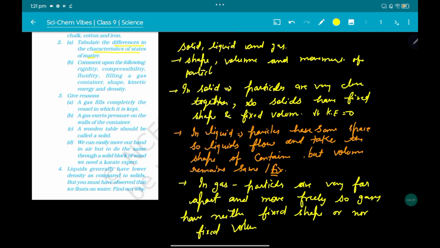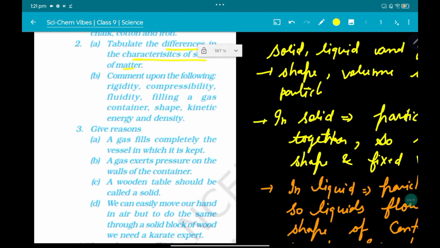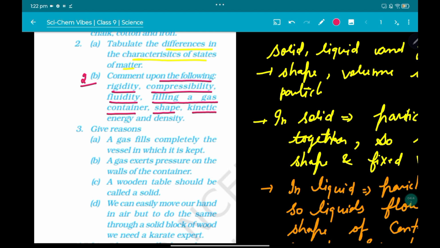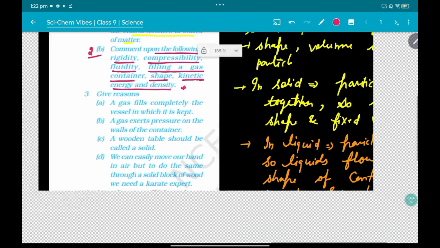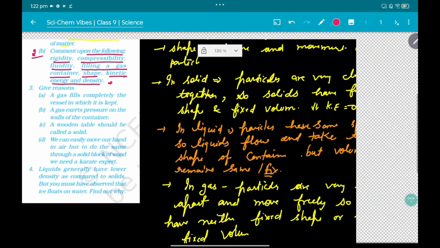Next, let's move to the next question. It's part B of question number 2. Comment upon the following: rigidity, compressibility, fluidity, filling a gas container, shape, kinetic energy and density. So let's discuss these points.